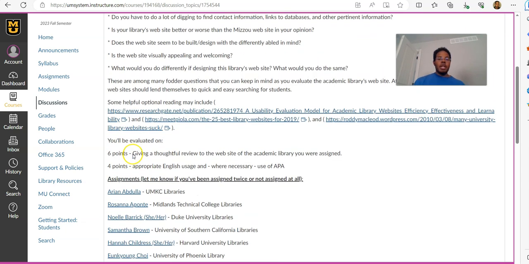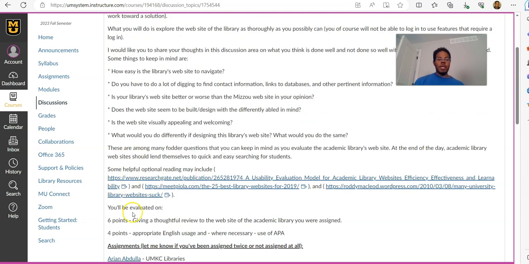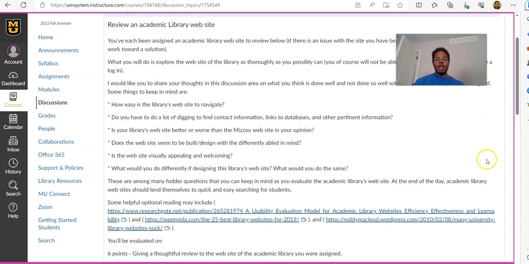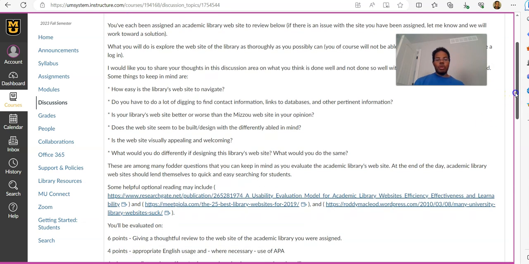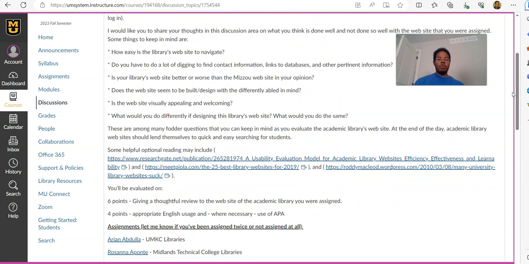You will be graded, this is a 10-point assignment, and you will be graded roughly as follows. 6 points for giving a thoughtful review of the website, and then also 4 points for appropriate English usage and, whenever necessary, use of APA. And so you will also see, I'm not going to scroll down all the way, but you're going to see that all of you are assigned a website.